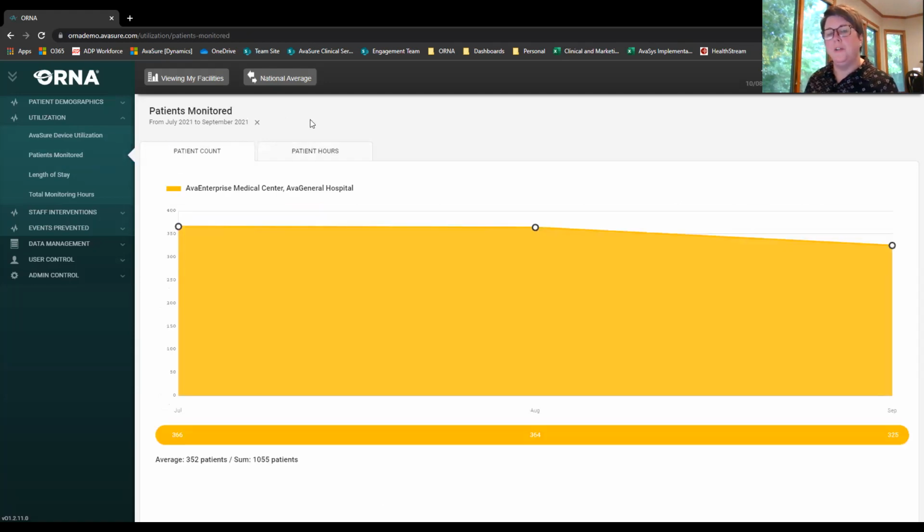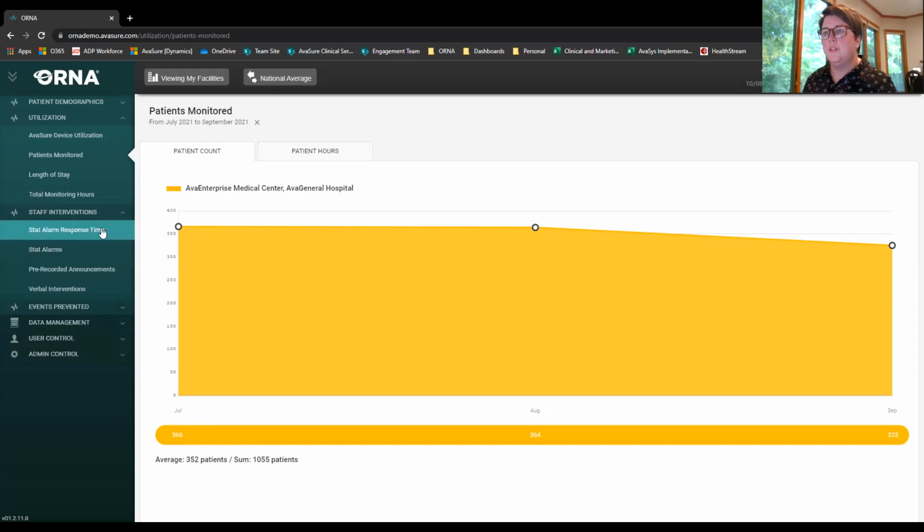I also want to point out another new feature to ORNA subscribers, and it's this down here in the lower left-hand corner. If you take a look, we have average and sum. This is just a new calculation that lets us know the data on the screen. We're averaging 352 patients for the last 3 months, and the sum is 1,055 patients. Again, this feature is out in ORNA right now, so if you're a subscriber, it's available to you.